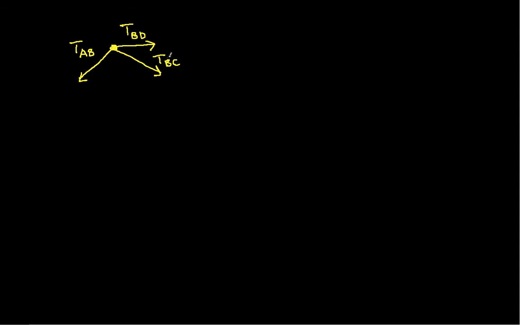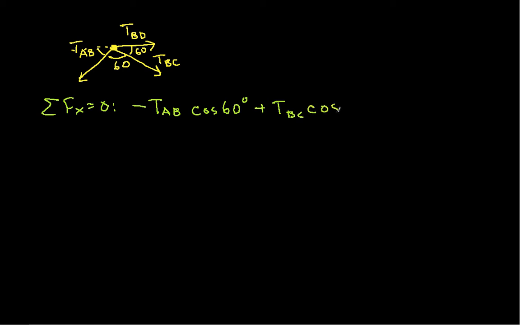Okay, and again, we know that the angles here are 60, even though I haven't drawn it very well, and 60. Okay, so let's look at the sum of the forces in the x direction. We have minus TAB, because it's pointing to the left, cosine of 60 degrees, plus TBC cosine of 60 degrees, plus TBD, and this is equal to 0.